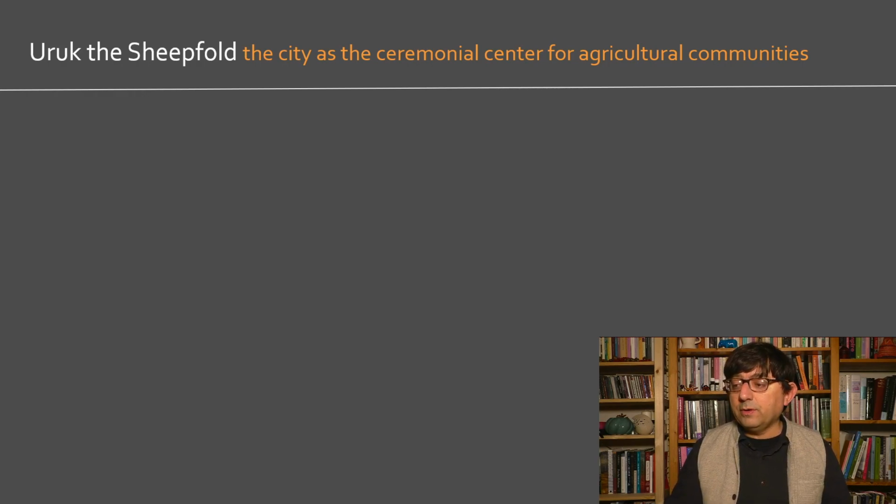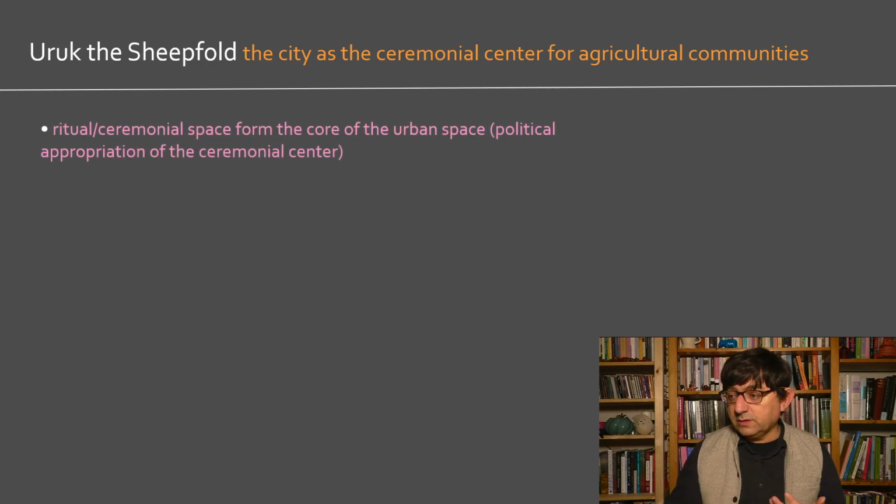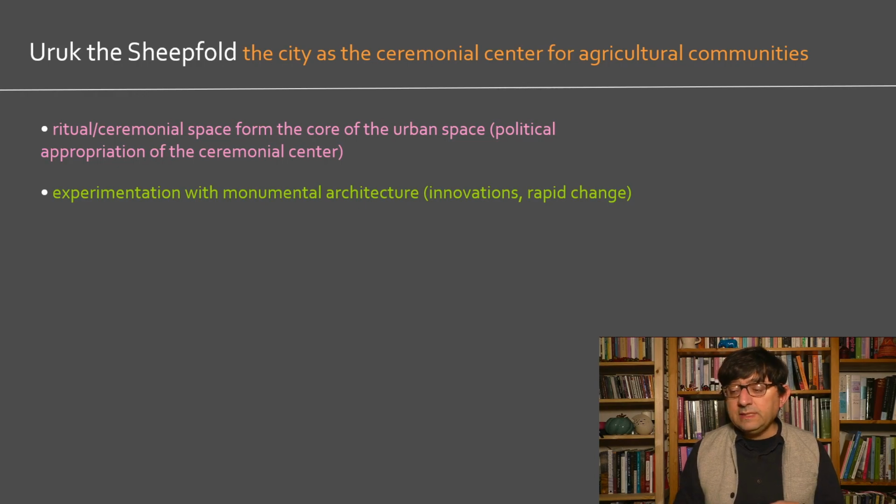So let's summarize and wrap up. Uruk, the sheepfold, as it was referred to in the Gilgamesh epic, emerges as a kind of ceremonial center for agricultural communities. We see a ceremonial ritual space emerging in the core of the urban space. And the center of the space is appropriated by the politics of this process. We see a lot of experimentation with monumental architecture. They're trying new techniques, new materials brought from abroad, and really rapidly changing, building new structures, dismantling others, and trying new things. And in that process, architectural historians have pointed out how some of the techniques, like the stone cones, get abandoned after a while because maybe they're not sustainable.